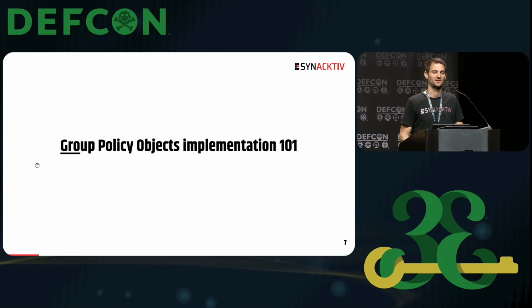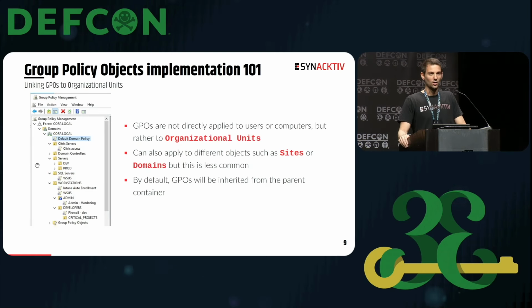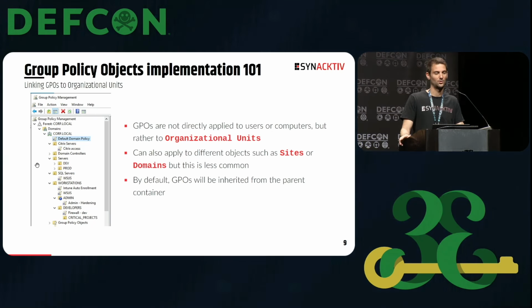Okay, so let's start by explaining group policy objects. A GPO is a collection of configurations that applies to AD objects. It's a core feature of Active Directory. It deals with device and identity management. And a GPO can define user settings and computer settings. I'll get into the details of that later. When you want to configure GPOs, you can open the Group Policy Management console. And GPOs are not applied directly to users and computers, but most of the time to organizational units. They can also be applied to other objects such as sites or domains, but this is less common.